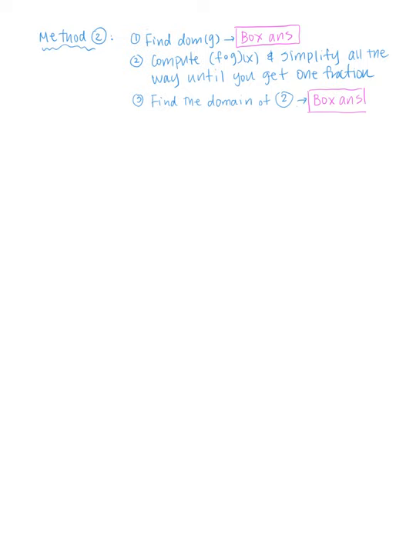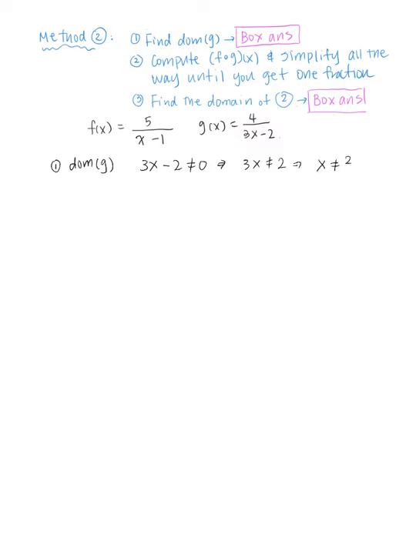All right, so let's recall our f of x and g of x. Okay, so here are our f and g. And the first step is this. We already computed f of g of x, but let's just do it again for the heck of it. So step 1, find the domain of g. All right, so the domain of g is that 3x minus 2 cannot be 0. So that implies that 3x cannot be 2. So here our x cannot be 2/3. And we're going to box this answer because this is going to be a part of our answer.